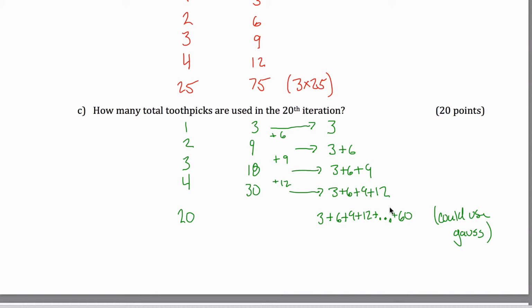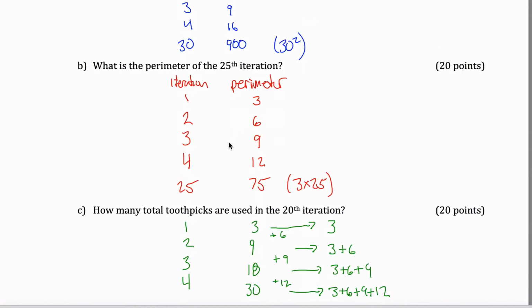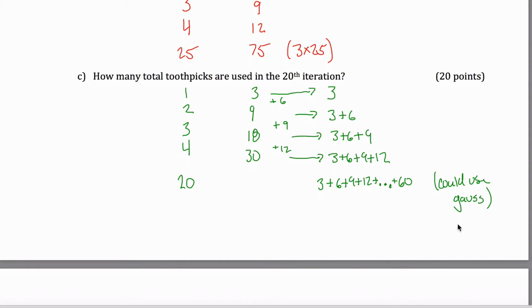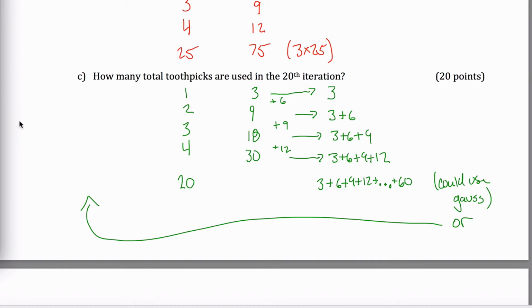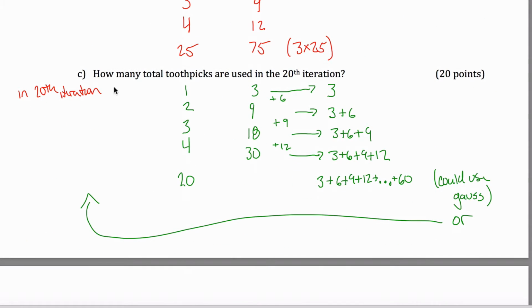Gauss's method would allow you to add this up and figure out what number you're going to write here. I solved it a different way when I was working on this. What I did is I used previous answers, could use Gauss, or maybe over here. In the 20th iteration, let's see, how many triangles would I have? Well, the number of triangles I have is just the square of my iteration. So there's 400 triangles.